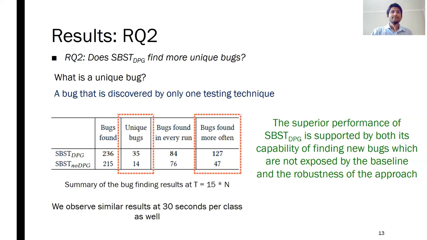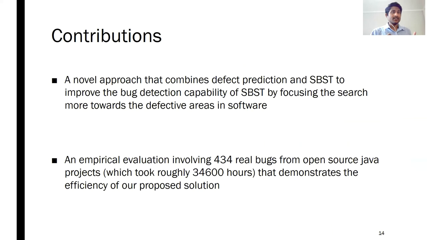We make two contributions in this research. First, we develop a novel approach that combines defect prediction and SBST to improve the bug detection capability of SBST by focusing the search more towards the defective areas in software. Second, we perform an empirical evaluation involving 434 real bugs from open source Java projects that demonstrates the efficiency of our proposed solution. Also, this empirical evaluation took us roughly around 35,000 hours.